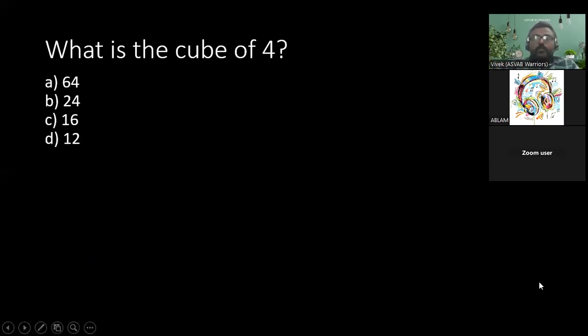Let's move on. So what is the cube of 4? Come on guys, find it. Cube of 4 means the number 4 raised to the power 3, which is nothing but 4 multiplied with itself 3 times, which is also equal to 4 times 4 times 4.